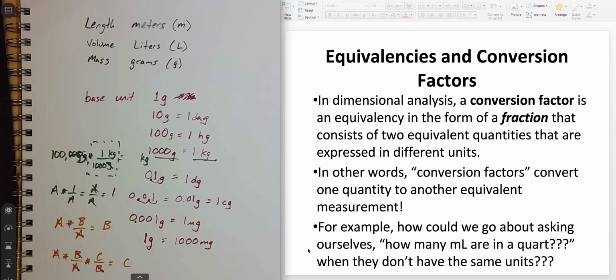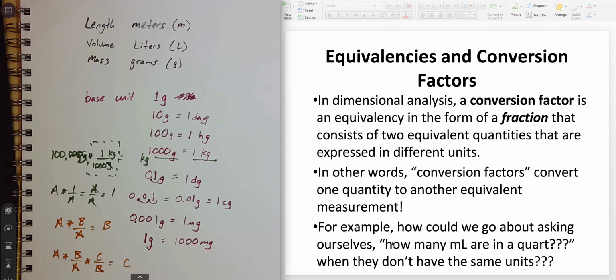The conversion factor basically must equal 1. It's an equivalency, equivalent in the form of a fraction. There are a lot of weird words in here, but in essence, this just says you can't just invent something crazy and weird. One quantity has to be equal to the other quantity, exactly as I explained up here. 1,000 grams and 1 kilogram are the same thing.